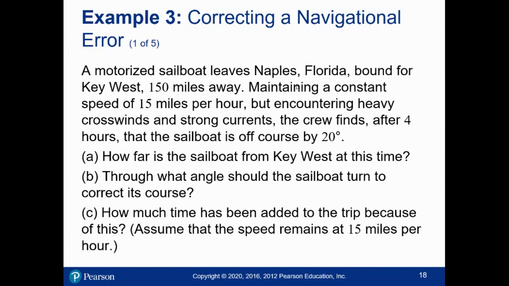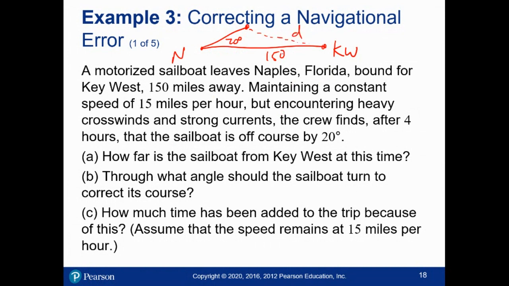So up at the top, I'm going to draw a little diagram. They wanted to go from here to here at a distance of 150 miles. However, they are off course by 20 degrees. So they're now sitting there. How far are they? So this is where we started, Naples, and we're trying to get to Key West. How far are we from Key West at this point? So what is this missing distance D?